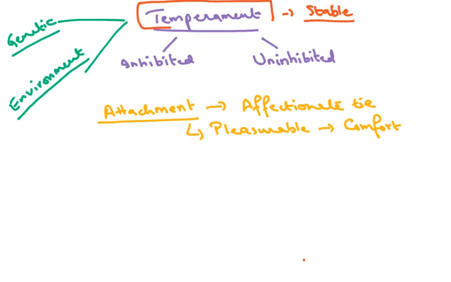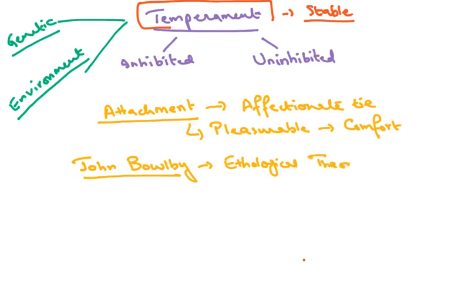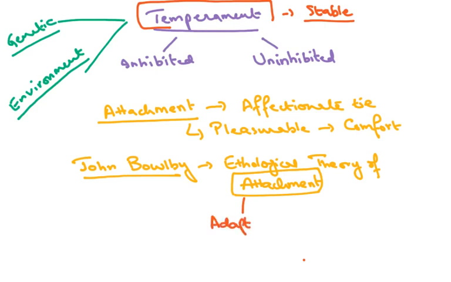Now, in our previous chapter as well, when we were considering different theories that look at attachment, we had talked about an individual by the name of John Bowlby. Bowlby's take on attachment, his ethological theory of attachment, was that attachment is something that is evolutionary, first of all, and that it has some form of adaptive value.